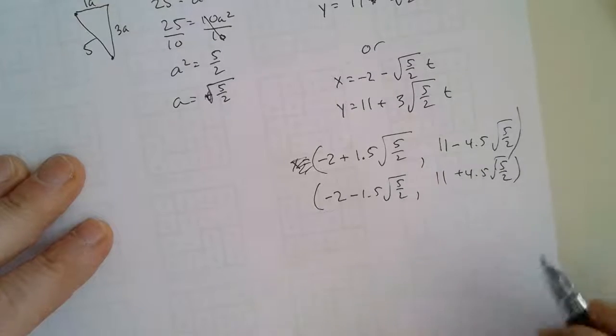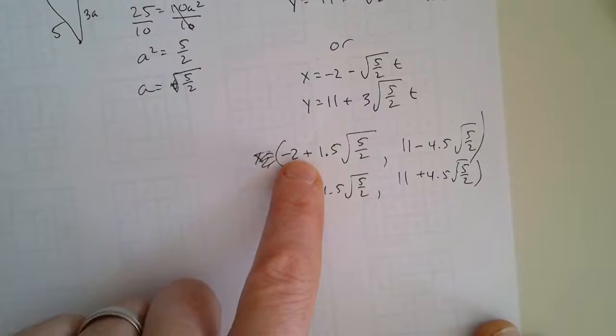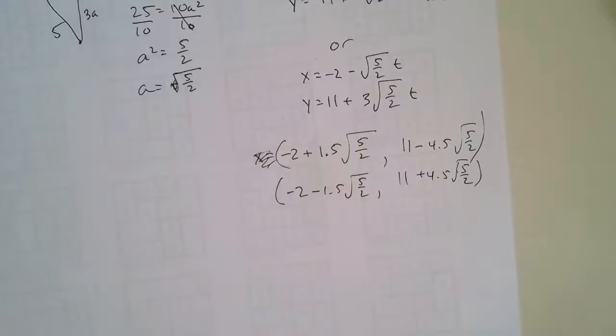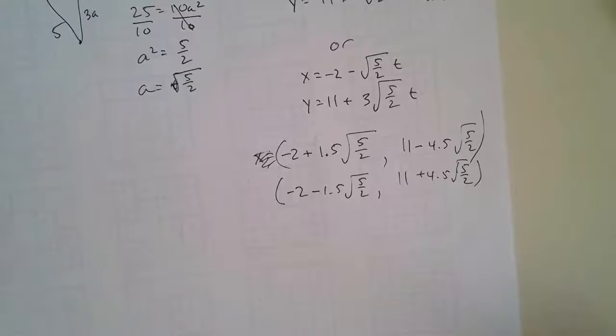We could have written this as one answer where we put this plus-minus and this minus-plus, and then people could see that the top ones are the first point and the bottom ones are the second one. Okay, hope that makes sense.